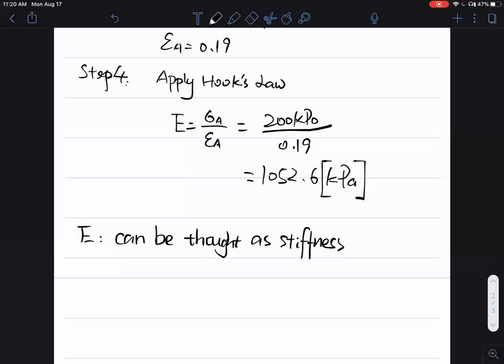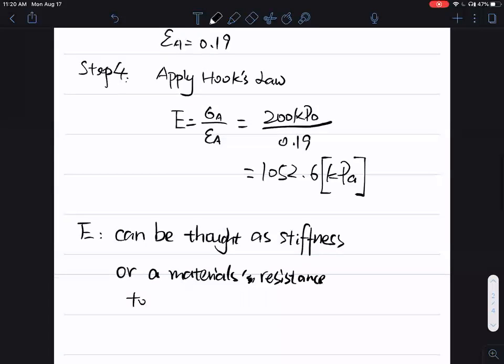If you have a smaller Young's modulus, that means the material is a little bit softer. You can use a smaller force to bend it or compress it, and it can recover to its original shape. So yeah, it is a material's resistance to elastic deformation.